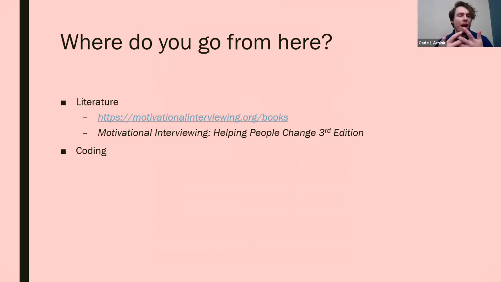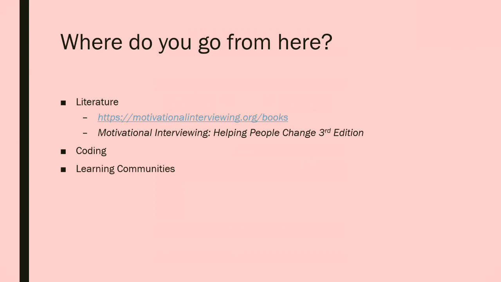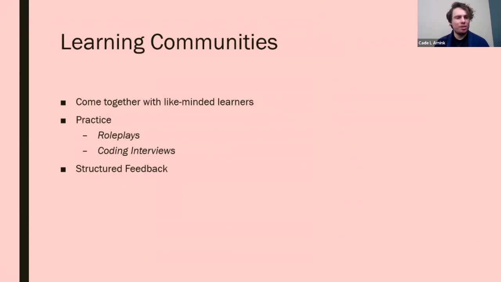And then also when you are practicing MI, having your conversations be coded to see how adherent you are to the model of MI. And then finally, if you're working with a team or a group where there's general interest in learning MI, I would encourage establishing a learning community, a group where you come together, you practice MI, you have short conversations with each other. I would encourage people to reach out to me if you have questions about how to establish a learning community, how to learn more about coding, being able to come together with like-minded learners, practice, and give each other structured feedback.